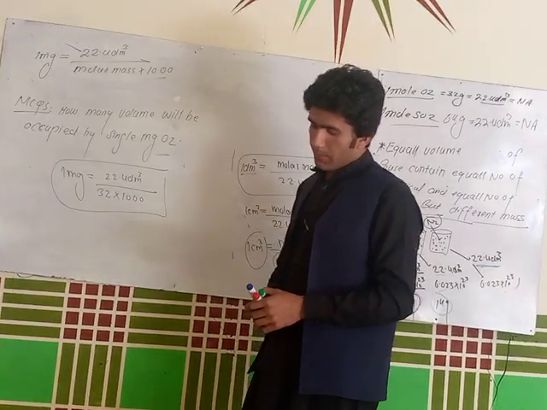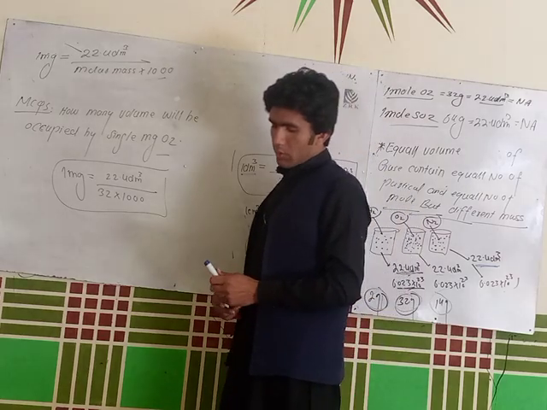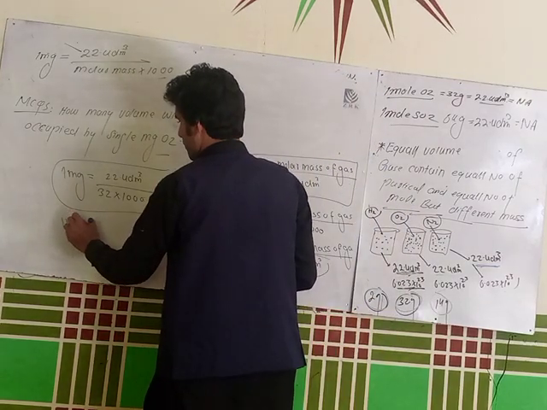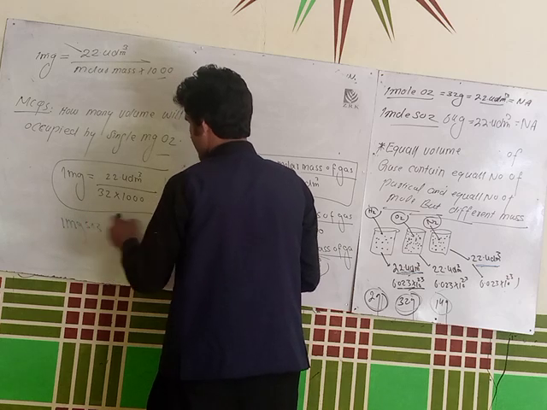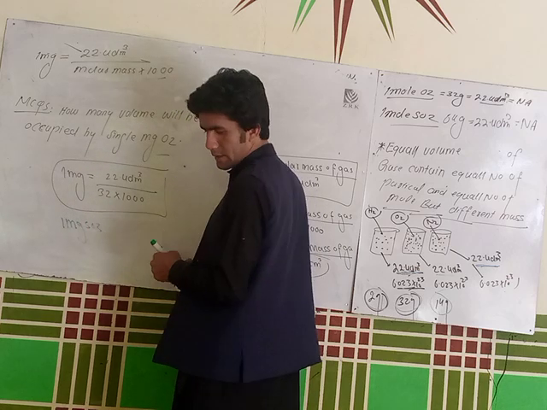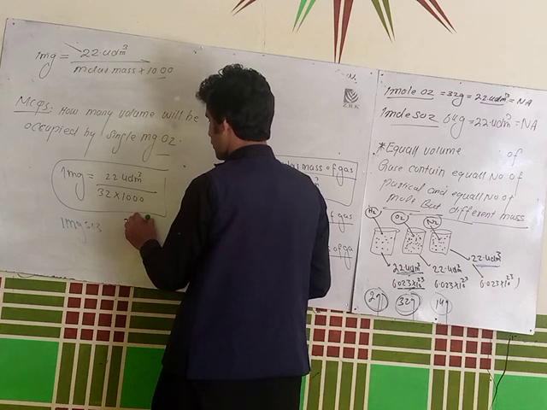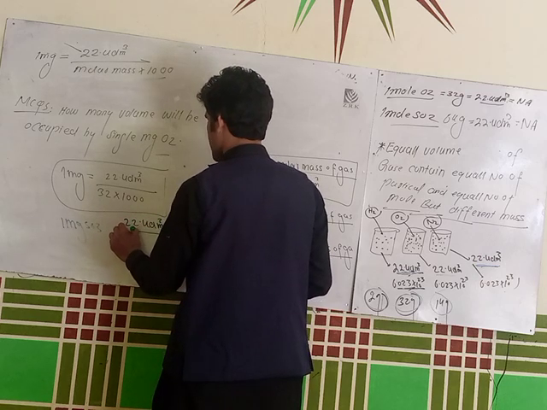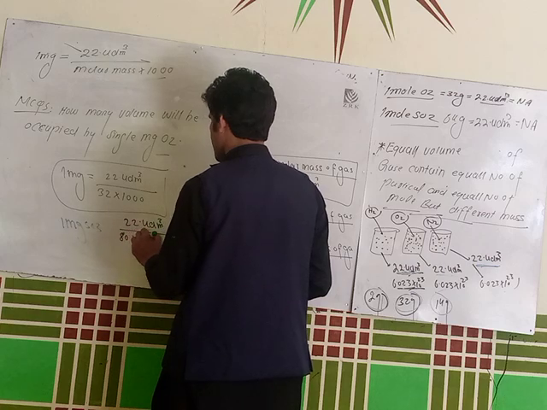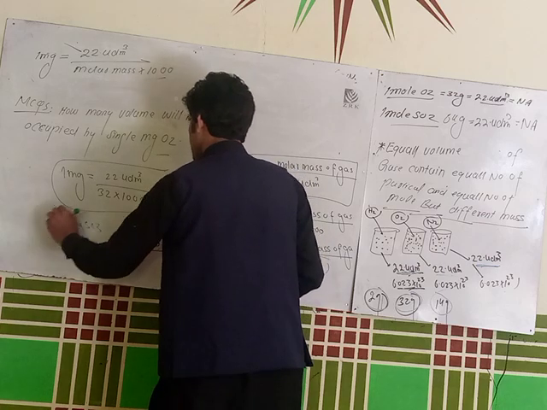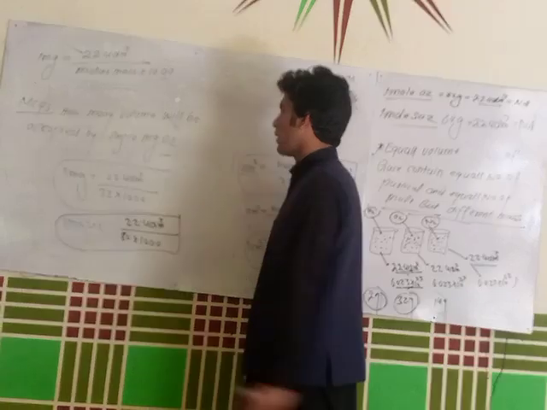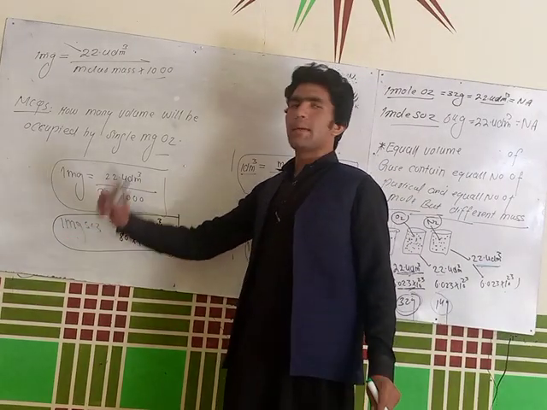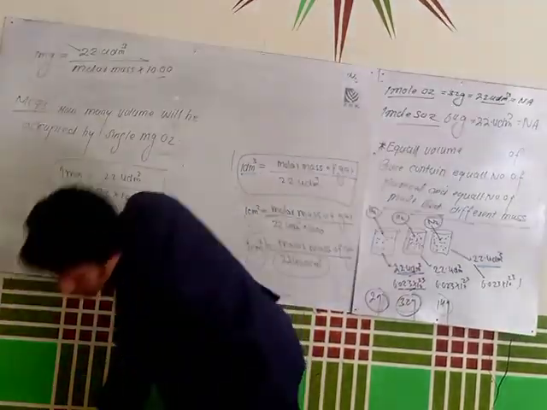So students, clear? And if someone asks about sulfur trioxide, for 1 milligram of sulfur trioxide you can also use that equation: 22.4 decimeter cube divided by 80 multiplied by 1000. If you divide these values, you will get the volume for 1 milligram of sulfur trioxide.